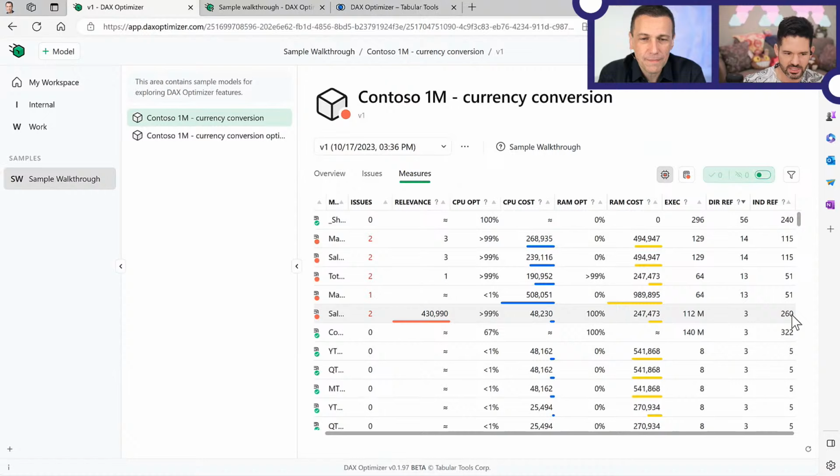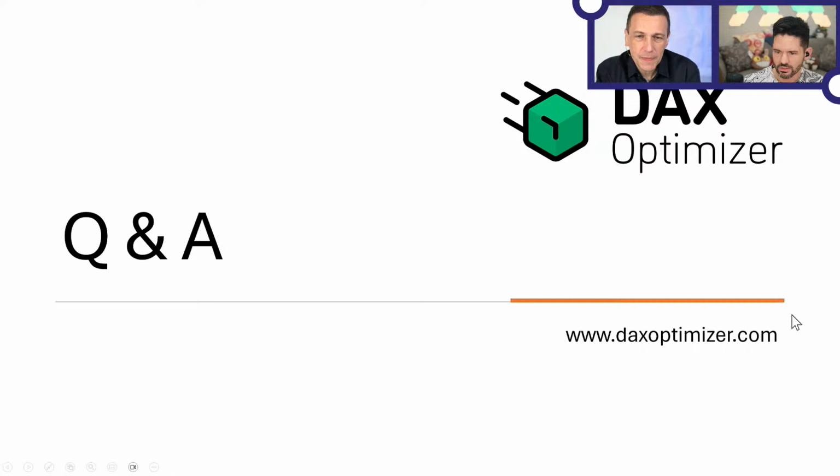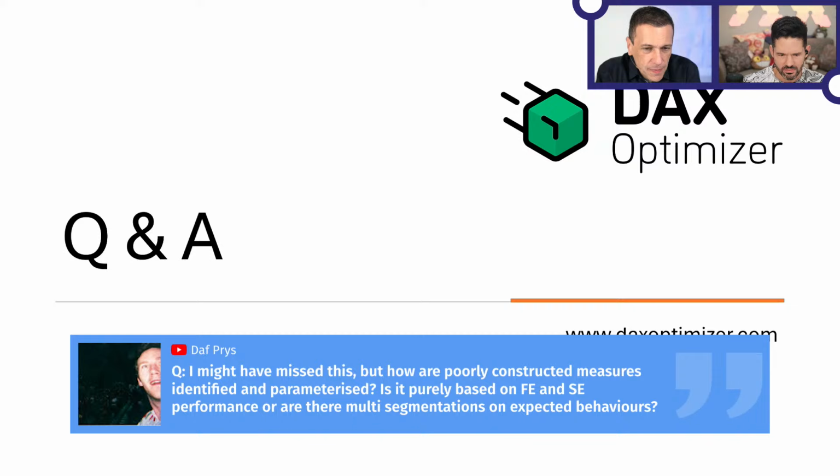Let's see. I'll throw up another one. This one is from DAFs. He might have missed this, but how are poorly constructed measures identified and parameterized? Is it purely based off of the formula engine and storage engine performance, or are there multi-segmentations on expected behaviors?